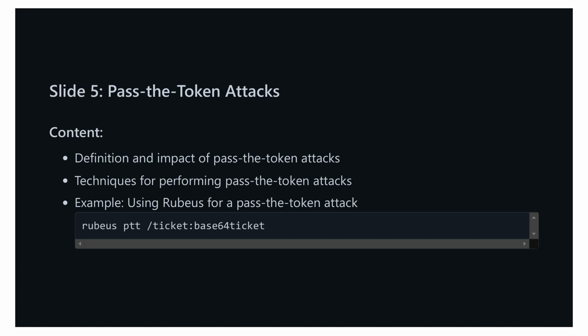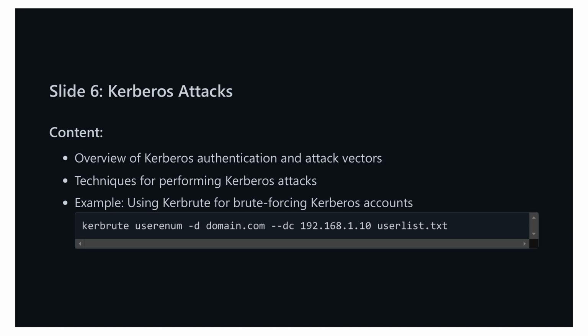In our next slide, Slide 6, we'll delve into Kerberos attacks more broadly, discussing various techniques and tools like Kerbrute used for Kerberos-based attacks, and understand how these methods can potentially exploit weaknesses in Kerberos authentication. Building upon our discussion of pass-the-token attacks, now we'll delve into Kerberos attacks. Kerberos is a widely used protocol for network authentication, often targeted due to its critical role in managing access to services. There are several attack vectors that can be exploited within Kerberos, making it a juicy target for attackers looking to gain unauthorized access within a network.